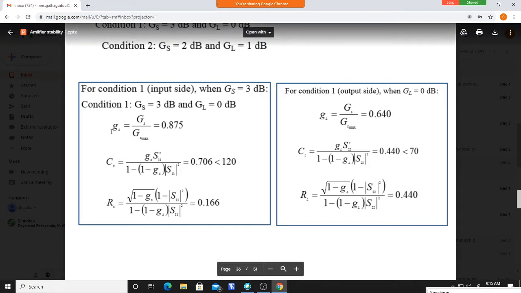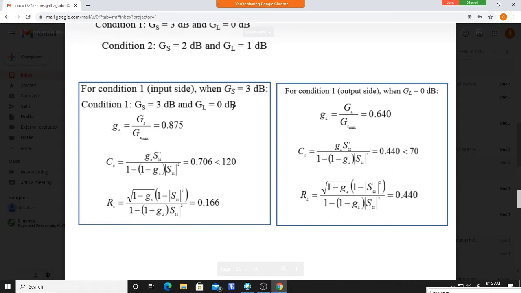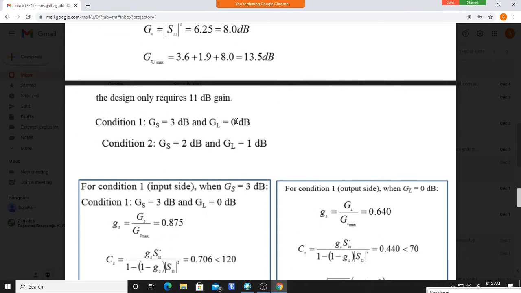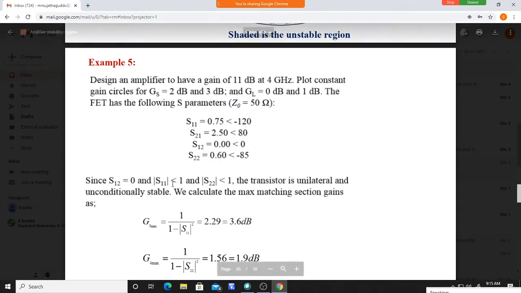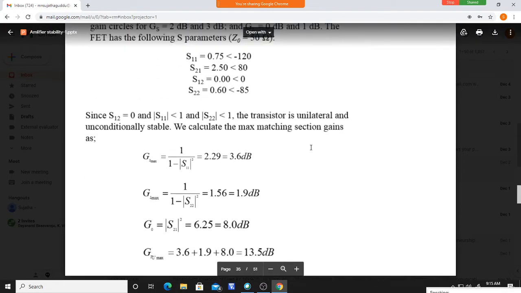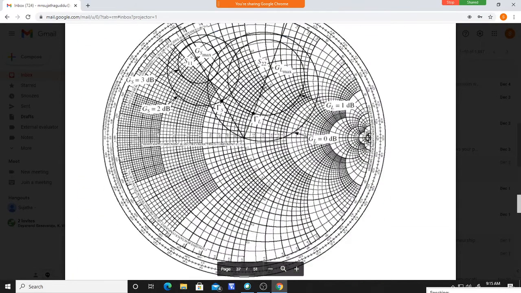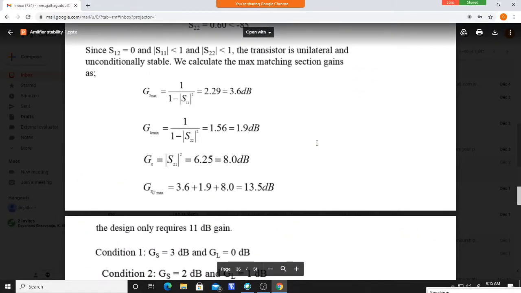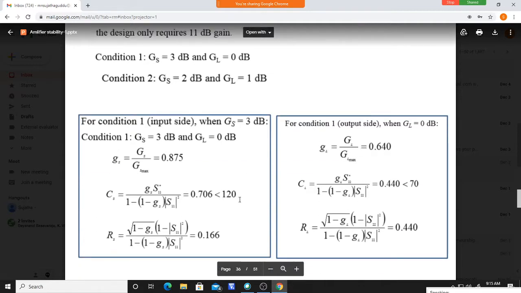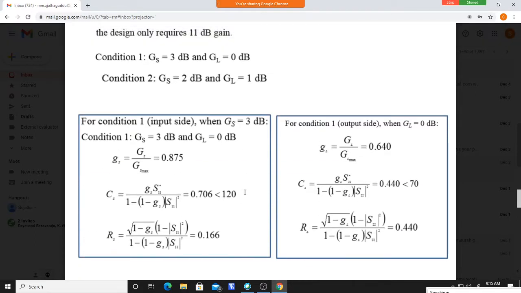What should we do? You should do the normalized gain, because you should draw the constant gain circle. Actually, this system is unconditionally stable, which I have not checked here. So automatically any value over the Smith chart will work, you check yourselves. Only the amplifier part I am doing, not the stability check. It is unconditionally stable, you can check it.